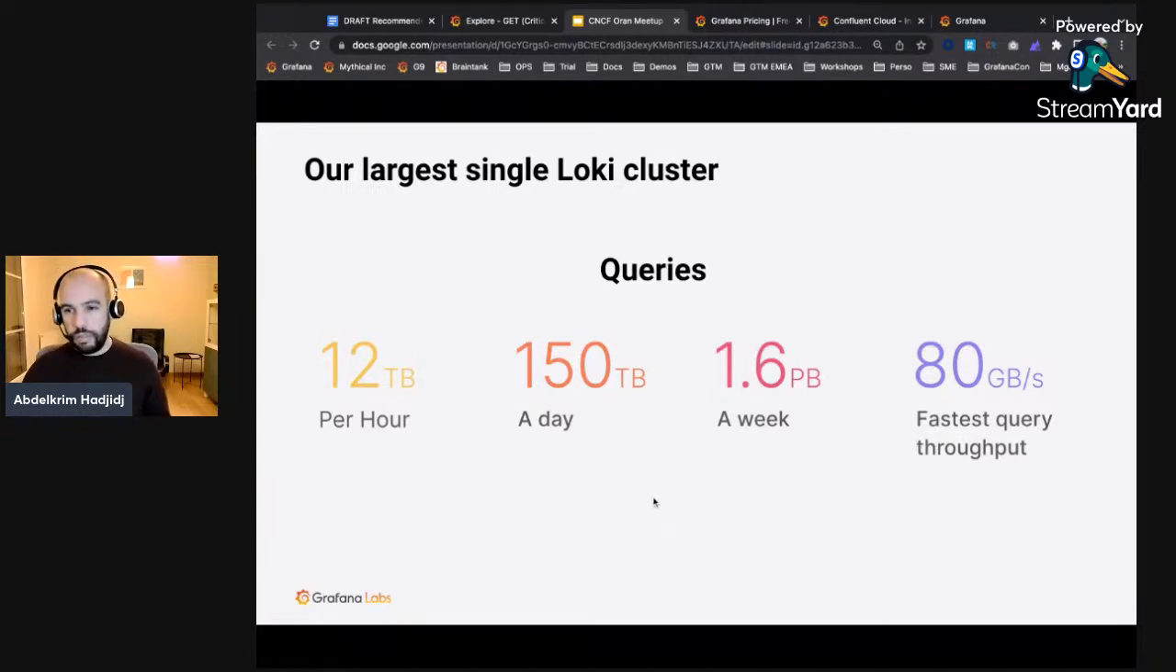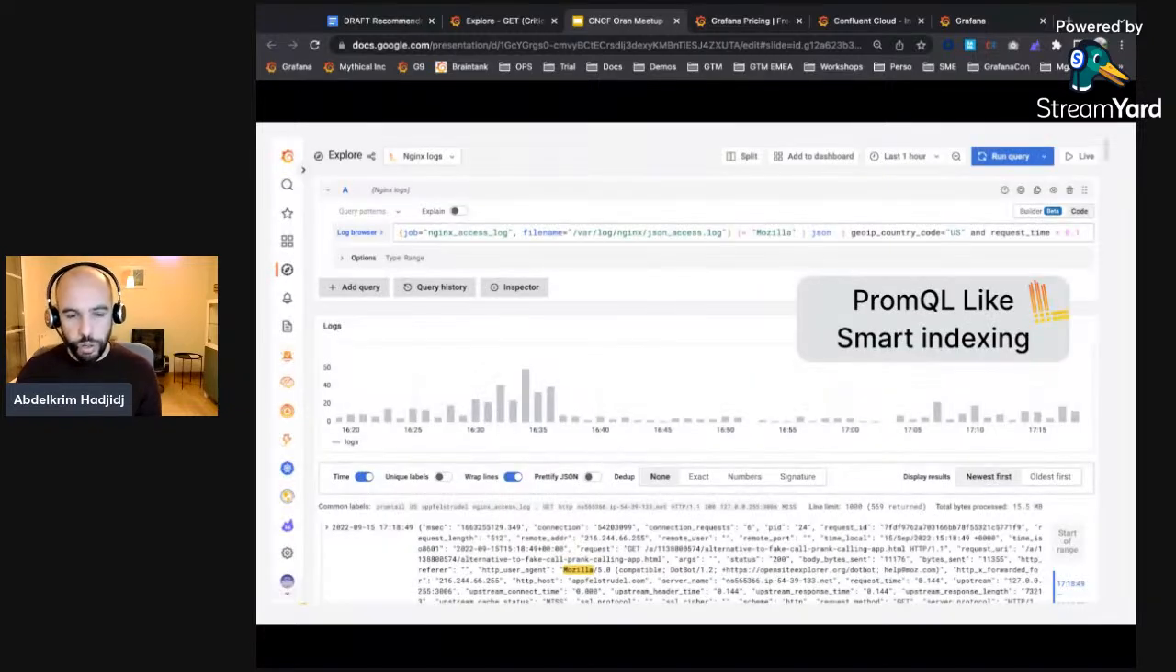But the logs themselves are not only to be searched. You also need other features. So you can do filtering and indexing. For instance, here in the query, you can see filtering for this particular job, it's Nginx, and I want to search all the logs that have Mozilla inside them. The logs are in JSON format, so I want to parse them. And then I want to filter only the logs that are coming from the US and where request time is greater than 100 milliseconds. So the query language is pretty powerful and you can do whatever you want.